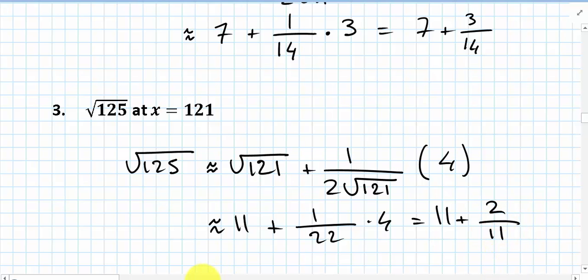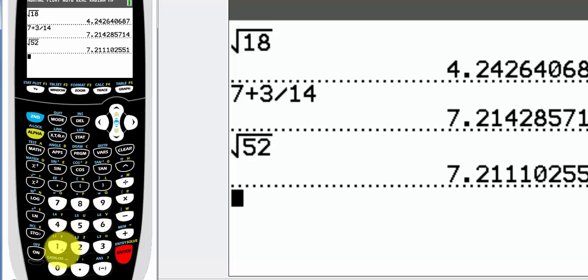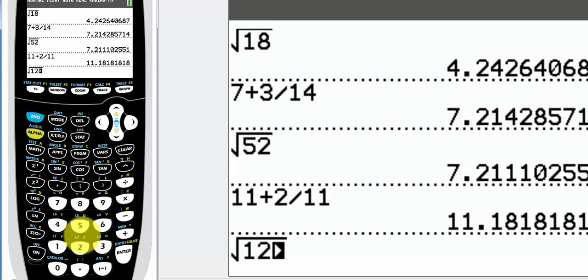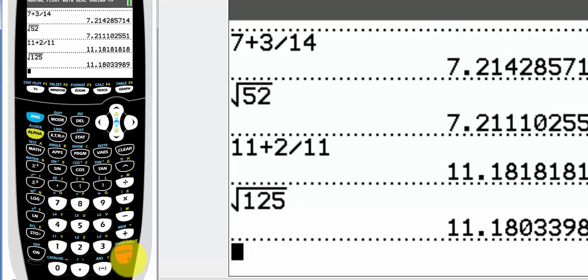All right, so let's see what that is. 11 plus 2 divided by 11 is 11.1818. Okay, now the square root of 125 is, now you see, this is really good. This is really good, right? Okay, all right. So let's move on to another example now.